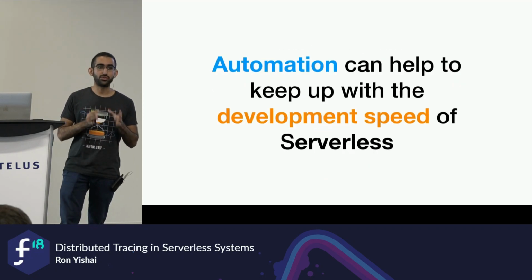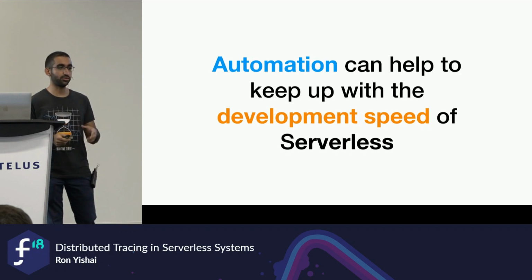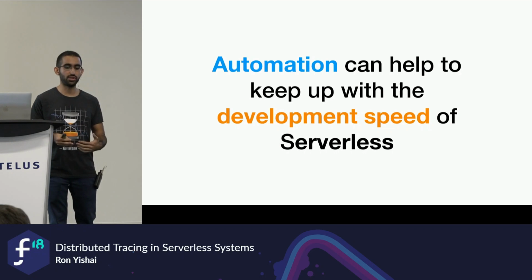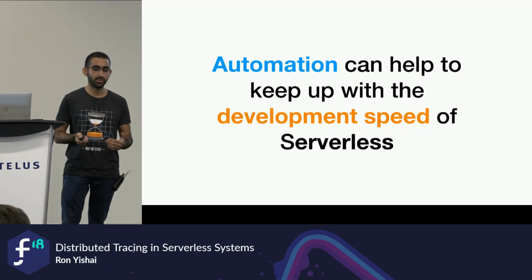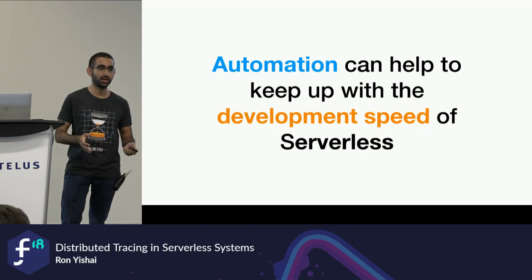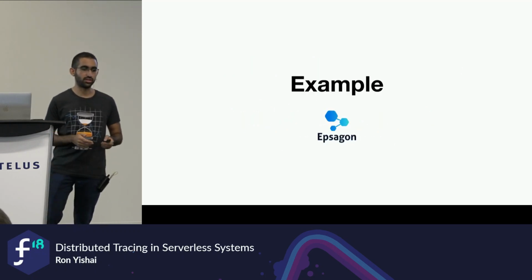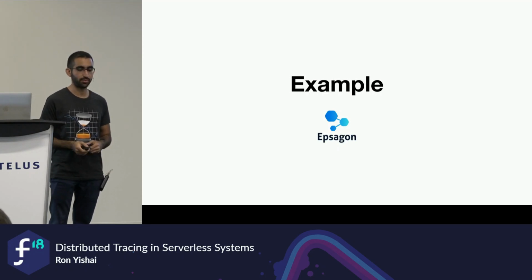So what we need is automation. We want to keep the tracing procedure automated, so we don't always have to keep track and do all the manual work. This is the only way that we will be able to keep up the development speed, and we will also have monitoring abilities. So let's see an example of how we can do that. In this example, I will show you a part of the product that we built at Epsagon.